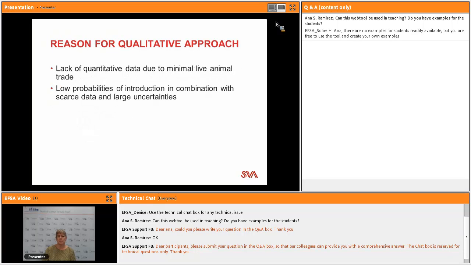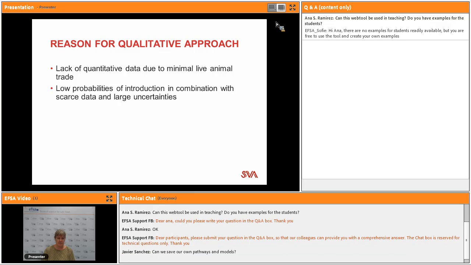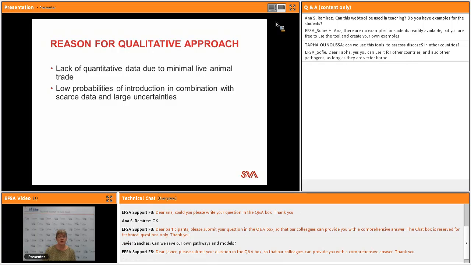And the reason that we went for a qualitative approach was that Sweden has a small animal population and also a minimal live animal trade, which can be counted in hundreds, a couple of hundreds of pigs per year, and even less amount of cattle. And therefore there's a lack of quantitative data to use for these kind of assessments. We also expected low probabilities of introduction in most cases, and this combination of scarce data and possible low probabilities and large uncertainties made us choose a qualitative approach.